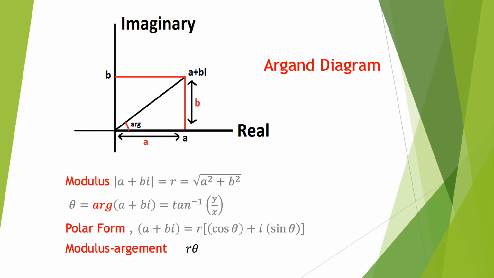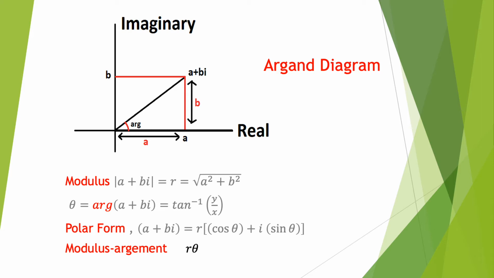We present a complex number a plus bi in an Argand diagram. From the Argand diagram, we can find the modulus of the complex number a plus bi, which is the length of the line segment, equal to the square root of a squared plus b squared. And theta is the argument of the complex number a plus bi, equal to arctangent of y over x.